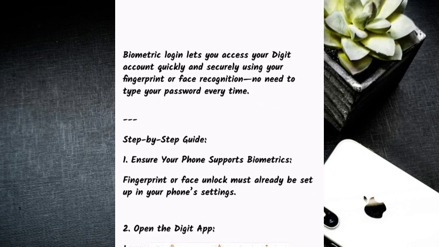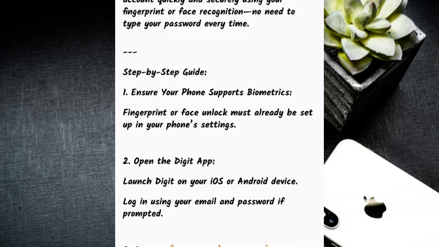So first, ensure that your phone supports biometrics. Fingerprints or face unlock must already be set up in your phone's settings. Next, open the Digit app. Launch Digit on your iOS or Android device. Log in using your email and password if prompted.